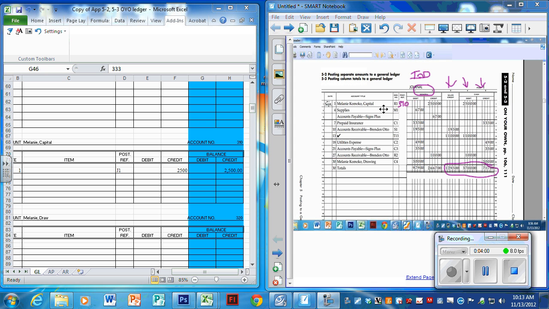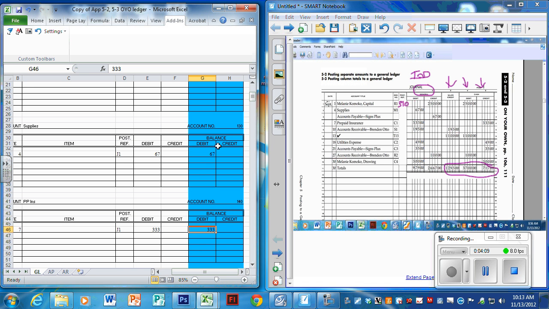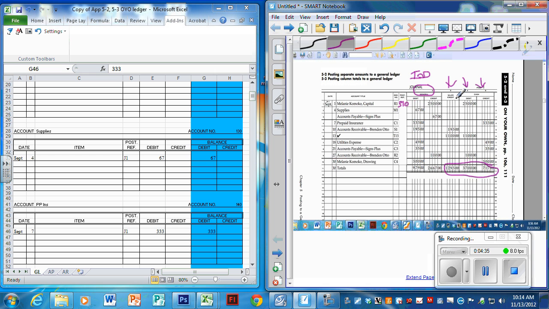Okay, so now we've posted the capital one. Next one in line is supplies. Go to your GL account, scroll down. Again, we're still in the GL. Find your supplies account. When I go to my supplies account, I'm going to write down the date, September the 4th, because this happened on the 4th. J1, journal page number 1. The transaction is a $67 debit. I'm going to post the $67 debit and calculate my balance as $67. I'm going to take my account number 130, come back over here to my journal, and handwrite in 130.